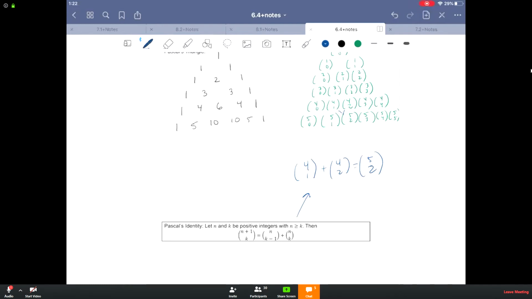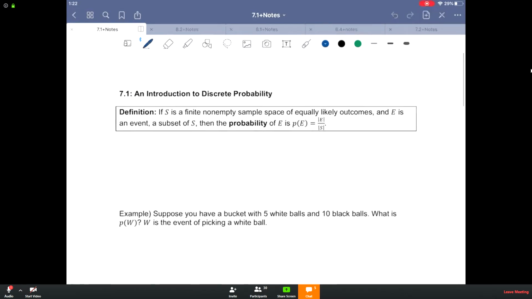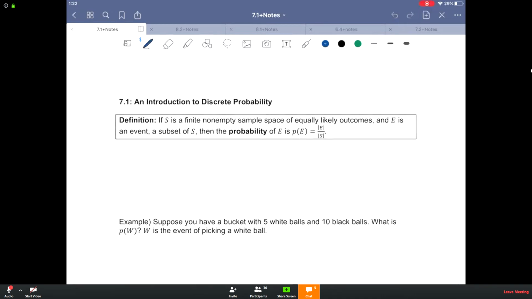All right, cool. So let's start chapter 7. I'm thinking we should be able to finish chapter 7 today. It's probability. A lot of this goes by fast because there isn't too much work to all of these.